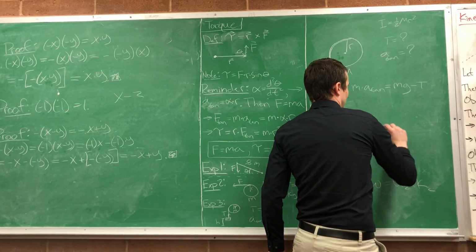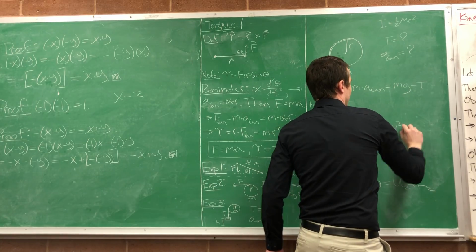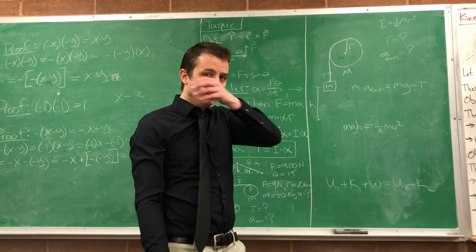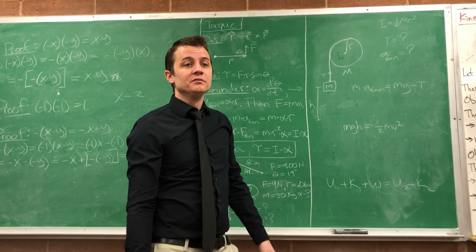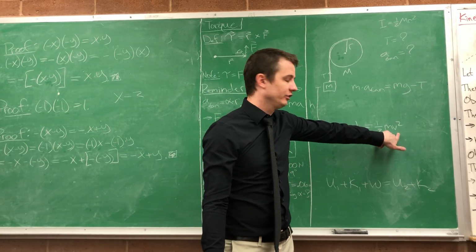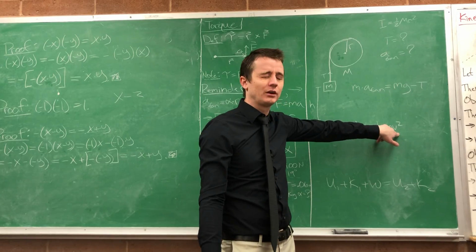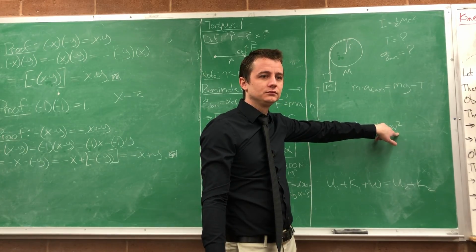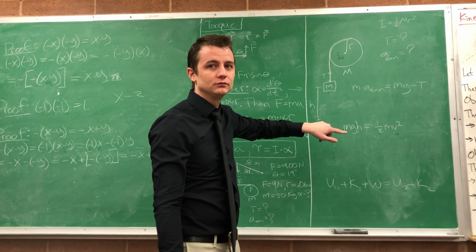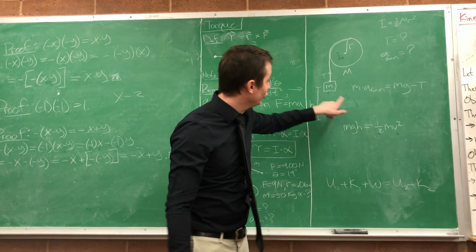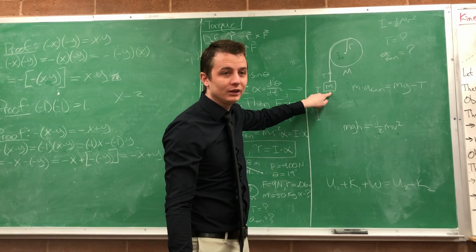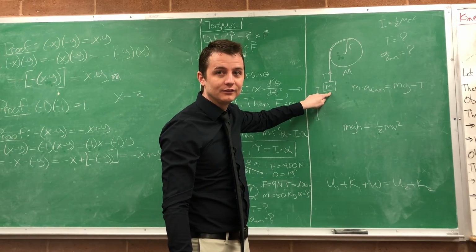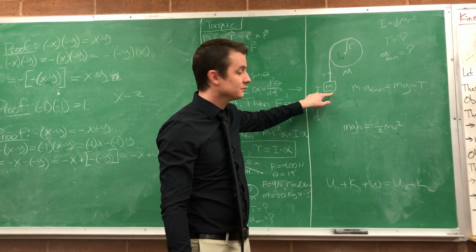1/2 mv squared. Is that it? That's it. What energy is this accounting for? Tell me physically what this represents. That's the energy that went into falling, of it spinning. No, this is the energy of that falling object. We haven't accounted for spinning yet. Oh, so how do you account for spinning?